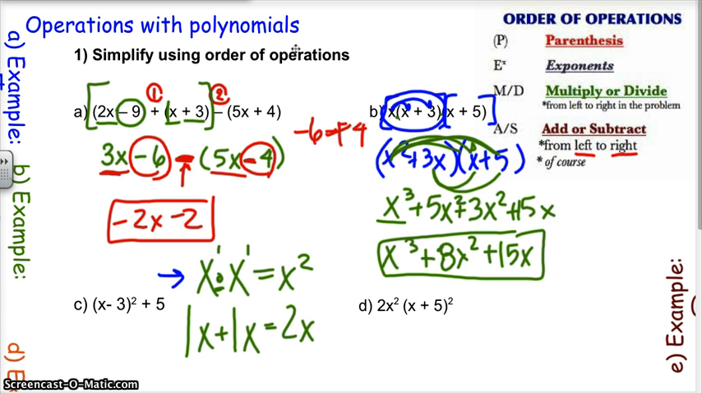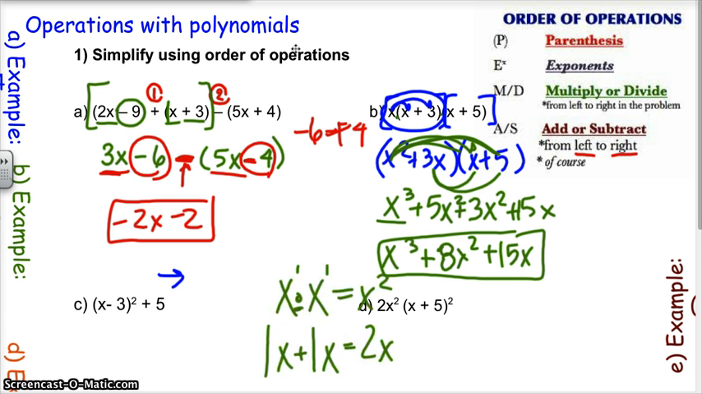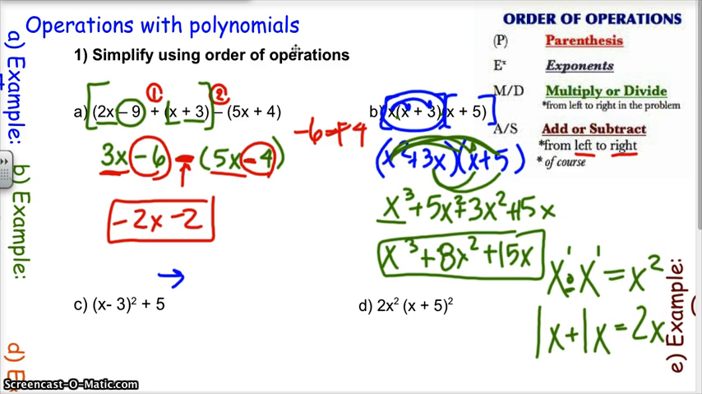All right, letter C. Again, I don't want to lose that. I think you guys are going to need it. Letter C. Order of operations. I understand that there's parentheses. Yes, there's subtraction inside the parentheses, but can you subtract x minus 3? No way. So parentheses doesn't really help here. But there is an exponent, and then there's addition. So the first thing I'm going to do is my exponent. You cannot distribute it here.